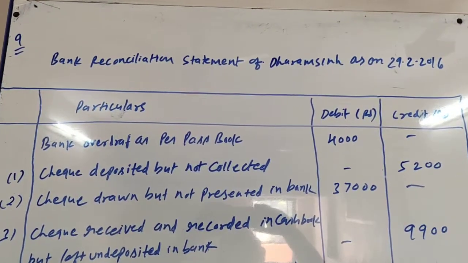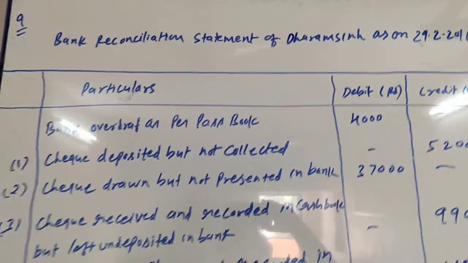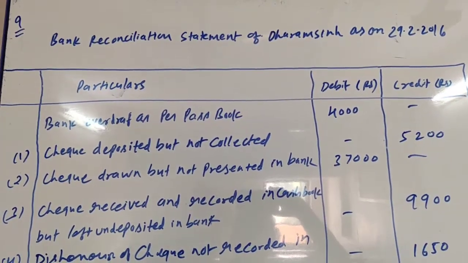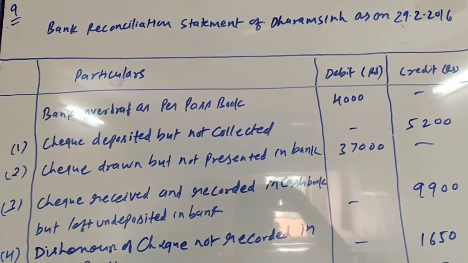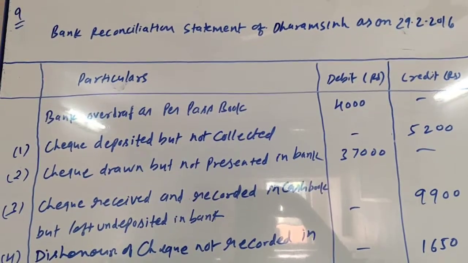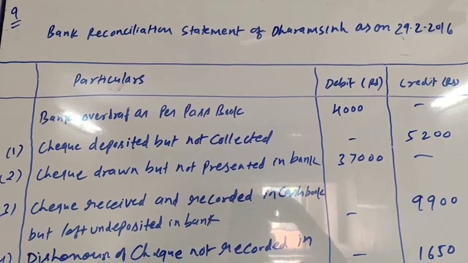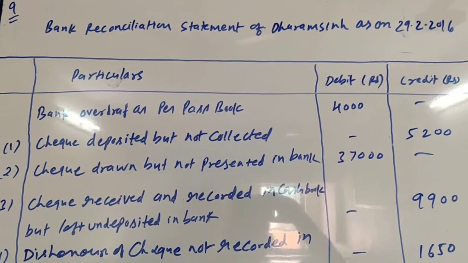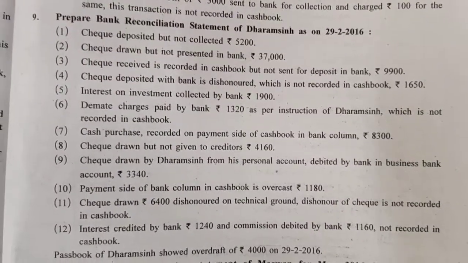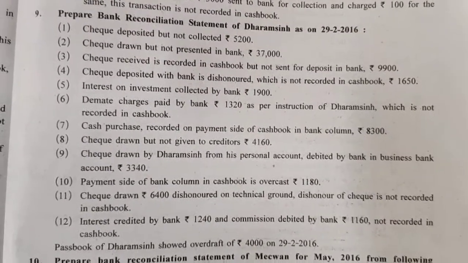Bank reconciliation statement of Dharam Singh as on 29/2/2016, and the beginning statement, bank overdraft as per passbook. We very well know bank overdraft as per passbook is having debit balance, so debit side rupees 4,000 is written. Okay, now we will be seeing all the transactions one by one and will give the effect. The first one says check deposited but not collected rupees 5,200. So very simple to understand.